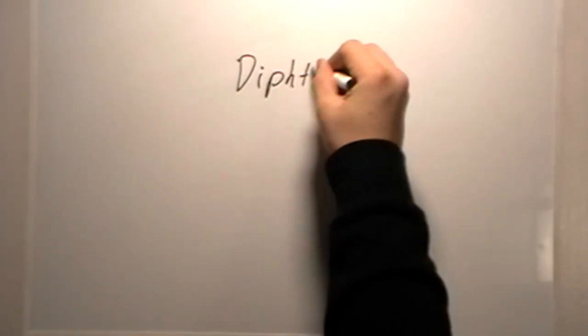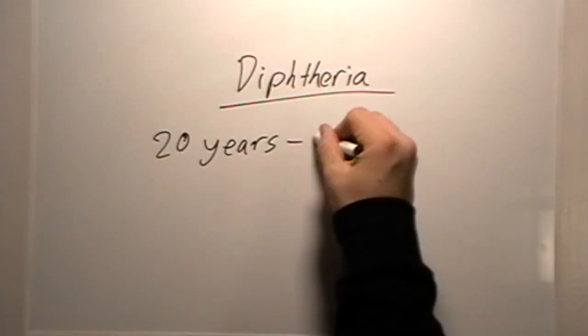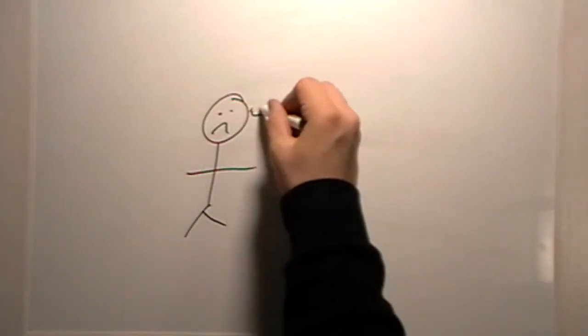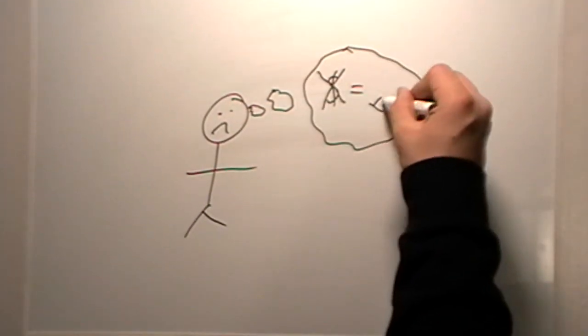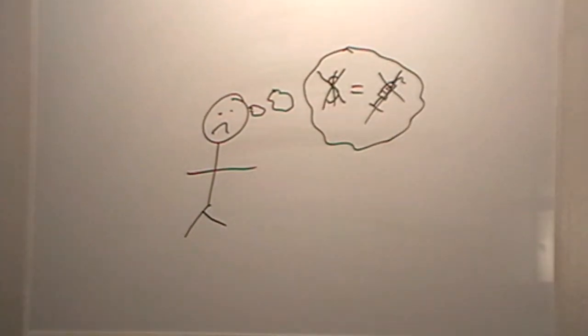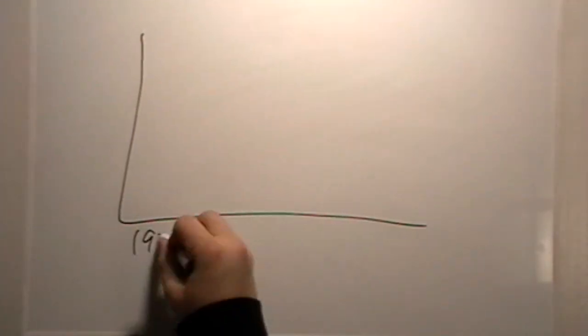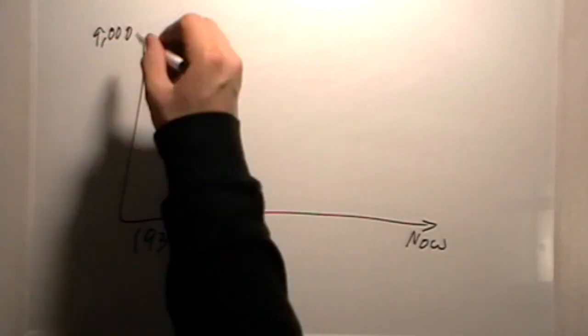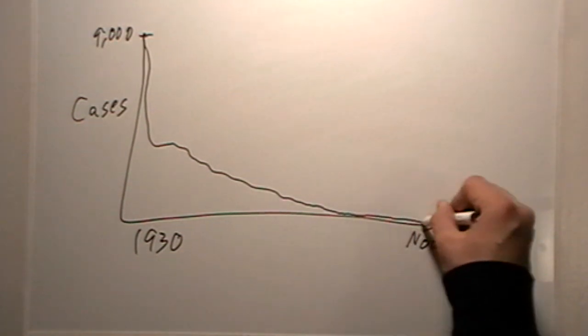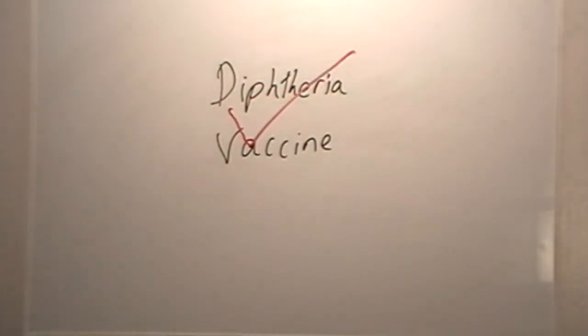Diphtheria has almost been eradicated. In the USA in the last 20 years, only 5 cases have been reported. However, in poorer countries, a lack of money and resources for vaccinations mean diphtheria is still a large problem. Since vaccination programs for diphtheria were introduced, the death rate has greatly decreased from 9,000 to less than 10 per year, making it an extremely successful program worldwide.